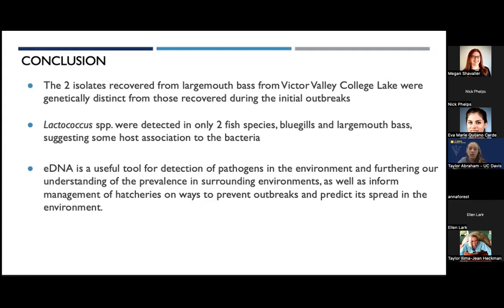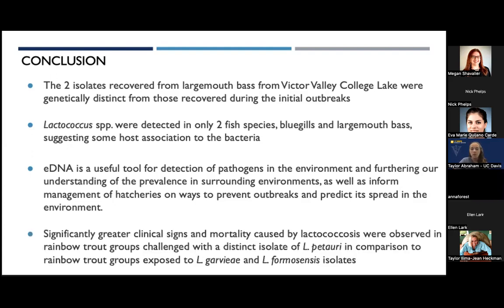Thus, being able to use eDNA as a useful tool for detection of these pathogens in the environment can help further our understanding of the prevalence post-outbreak in surrounding environments, and also hopefully this can help inform management of hatcheries on ways to prevent outbreaks and predict spread in the environment. Additionally, we're able to confirm that Lactococcus petuarii is a highly pathogenic emerging pathogen of rainbow trout in the USA.